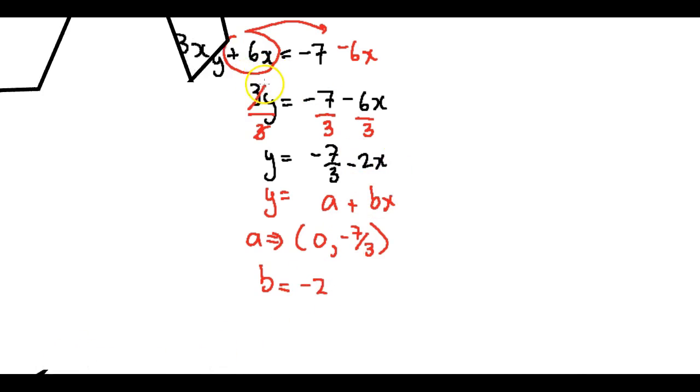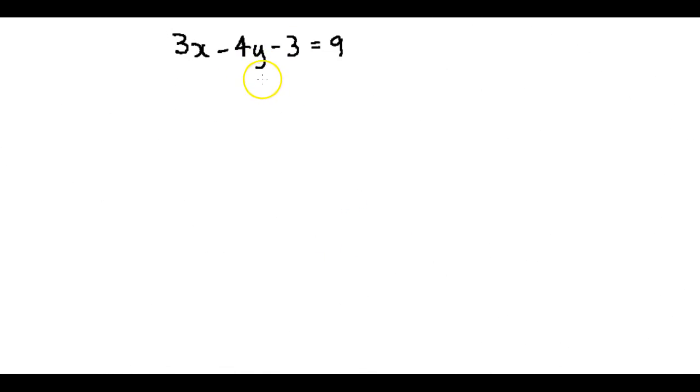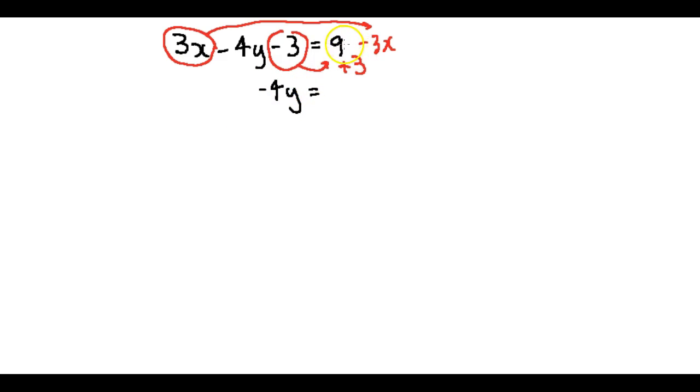Here we haven't got y by itself, so it's not easy to tell what the slope and the y-intercept is. So let's get to work at changing the side and changing the sign. First, I'm going to move this 3x term, which is positive. And when it comes over here, it will become -3x. And I'm also going to move this -3. If I put it over here, it becomes +3. So I'm left with -4y equals. Now 9 plus 3 is 12. And I have this -3x as well.